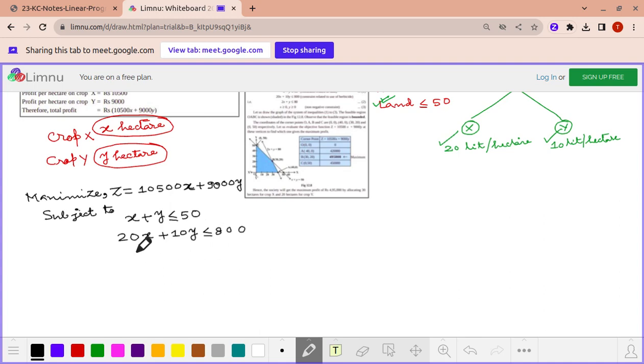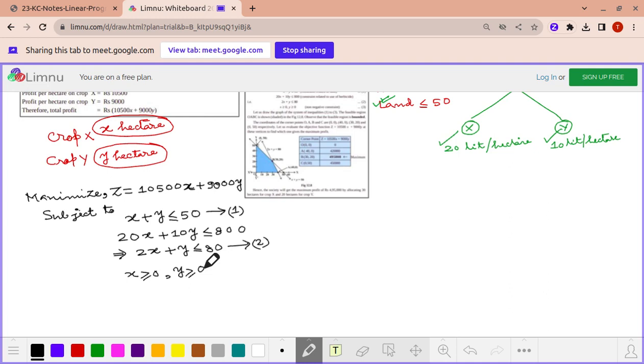Correct. Now if we simplify this, we can write 2x plus y is less than or equal to 80. So the first constraint is x plus y less than or equal to 50. The second constraint is 2x plus y less than or equal to 80, and obviously there are non-negative constraints, that is x greater than or equal to 0 and y greater than or equal to 0. Obviously the number of hectares cannot be negative. All set. That is the formulation of the linear programming problem.